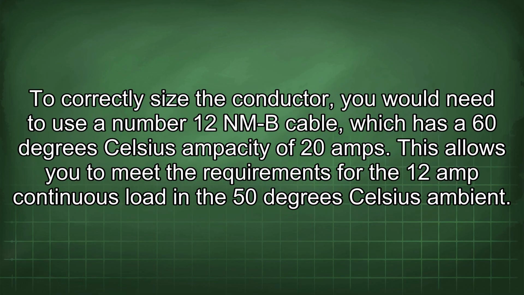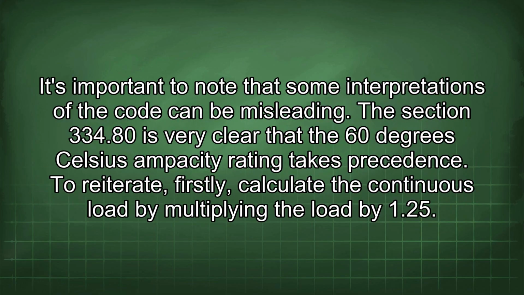To correctly size the conductor, you would need to use a number 12 NM-B cable, which has a 60 degrees Celsius ampacity of 20 amps. This allows you to meet the requirements for the 12 amp continuous load in the 50 degrees Celsius ambient. It's important to note that some interpretations of the code can be misleading. Section 334.80 is very clear that the 60 degrees Celsius ampacity rating takes precedence.